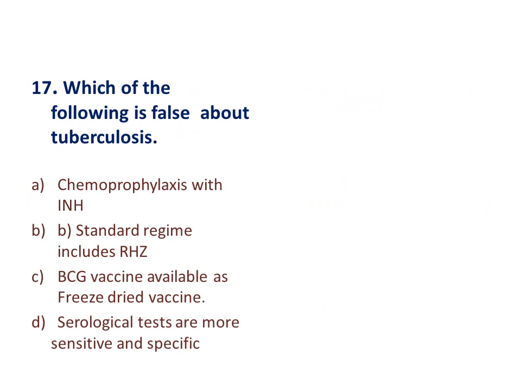Next one is, which of the following is false about tuberculosis? A, chemoprophylaxis with INH. Yes, that's the right answer. And the standard regimen includes rifampicin, INH, and pyrazinamide. And the BCG vaccination is available as a freeze-dried vaccine. That's also a right answer. And D, the serological tests are more sensitive and specific. Remember, the wrong answer is the serological test. I think in theory class this was also mentioned. In 2012 itself, the serological tests were banned by the central government of India.